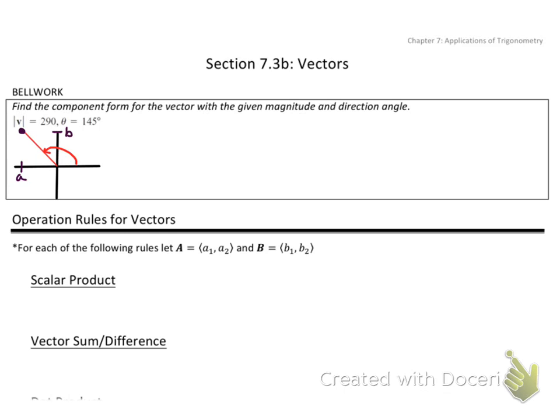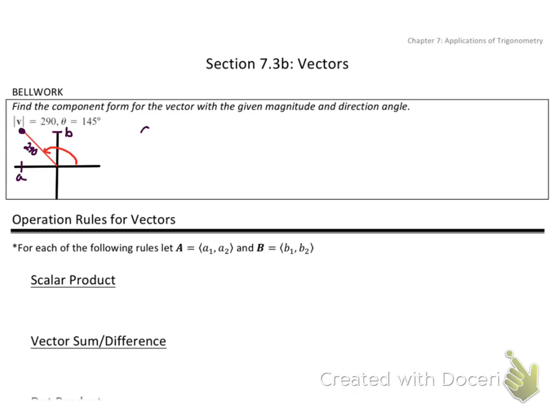Like I said, don't get in your head. Component form is, what is this point? And then we use angle brackets. To find that point, first of all, I need to write down that it's 290, because this is our magnitude. Our magnitude is the length of the line. Magnitude's always positive. If our magnitude is 290 and our angle is 145, that's everything I need to get my A and B values.